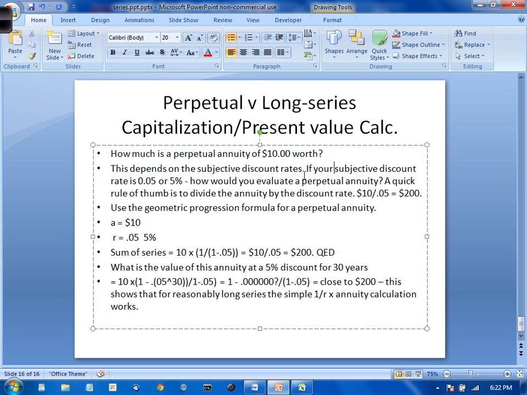This depends on the subjective discount rates. If your subjective discount rate is 5%, how would you evaluate a perpetual annuity? Well, here I've done that. And using the geometric formula for a perpetual annuity, we come out with the same result. 10, that's A, times 1 over 1 minus 0.05, that works out to be $200. That just proves what I was trying to say. When I first took capital theory, a professor put that simple equation on the board, the numerator being the annuity and the denominator being the discount rate, but he never proved it. So when I saw this, I thought, this is refreshing. I'll present this to the students. There is a proof, and there's also a proof that our equations are accurate.